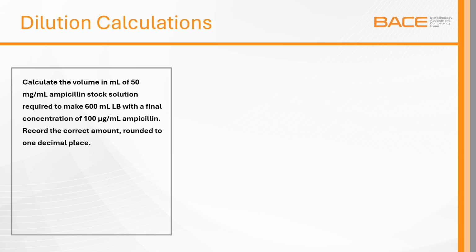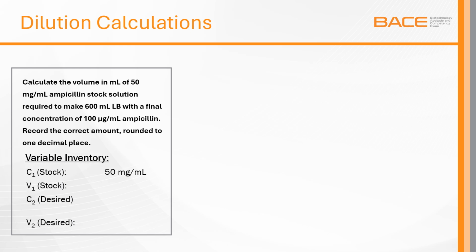C1. Let us say we want to make LB media with 100 micrograms per ml of ampicillin. We have a stock solution at a concentration of 50 mg per ml. How much of the stock do we need to add to prepare 600 ml of LB plus amp?